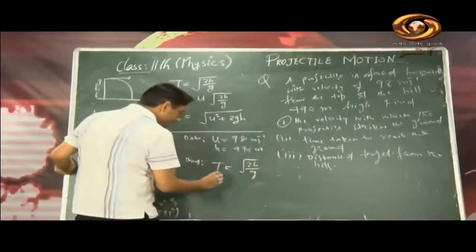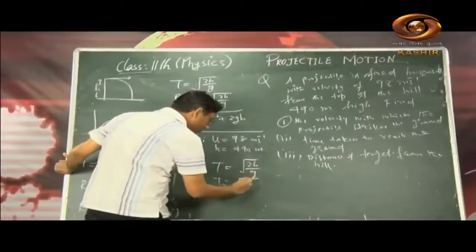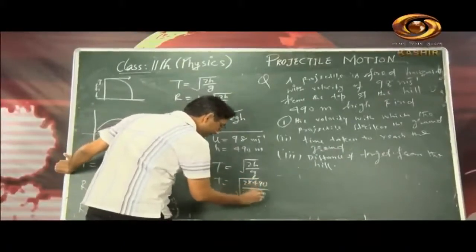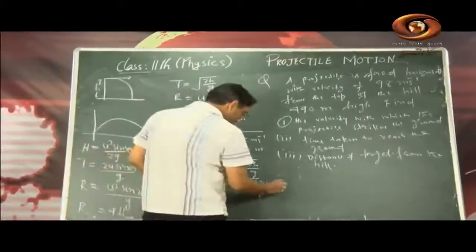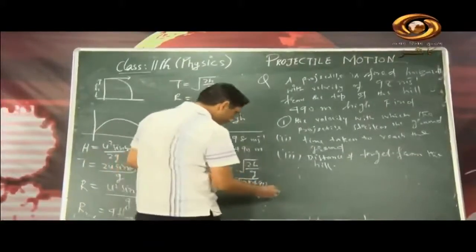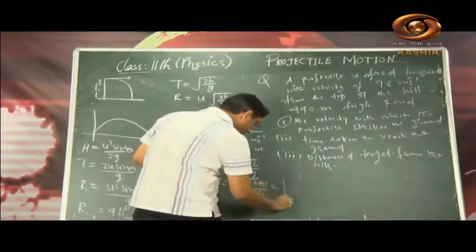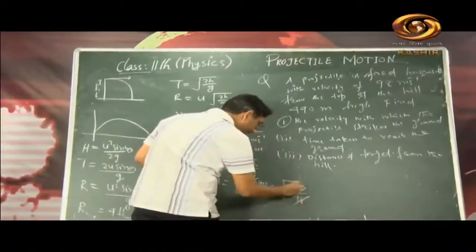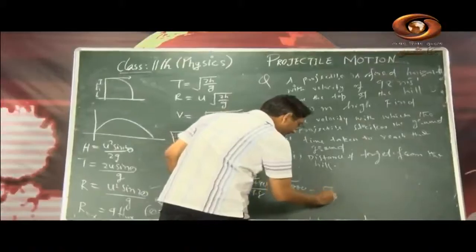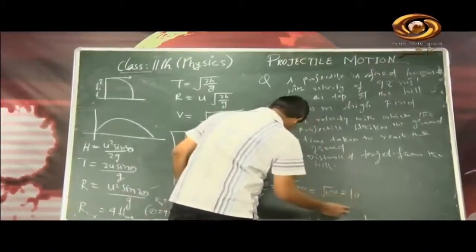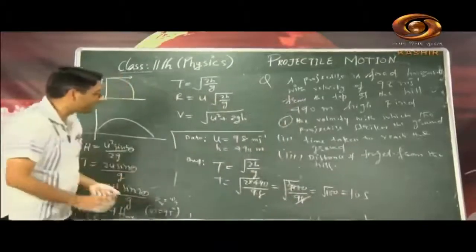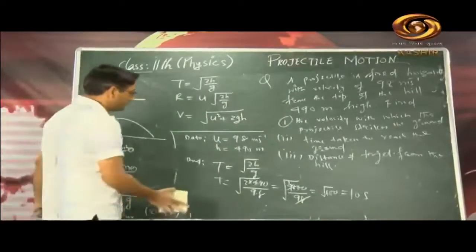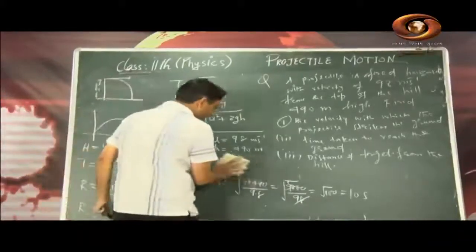Everything is given. So t is equal to under root of 2 into 490 divided by 9.8. That is under root of 9800 divided by 98. It cancels, it's under root of 100, which is nothing but 10. So 10 seconds. Time of flight is 10 seconds for this projectile. We have solved this numerical, this time of flight as well. Now let's move to part number third.